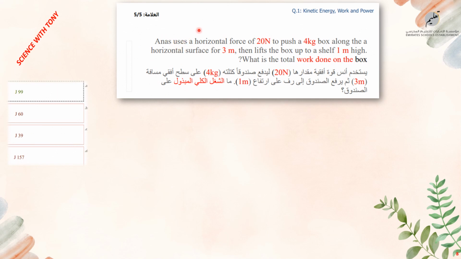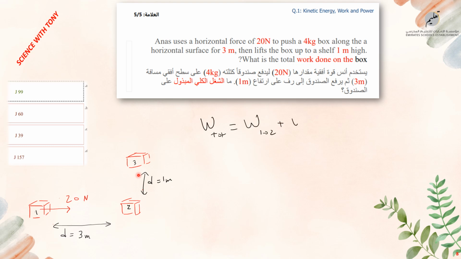Anas uses a horizontal force of 20 Newton to push a 4 kilogram box along the horizontal surface for 3 meters. Then he lifts the box up to a shelf 1 meter high. What's the total work done on the box? So that's the picture where first the boy pulls the box 3 meters horizontally and then lifts it for 1 meter. So we have to calculate the total work in that case.